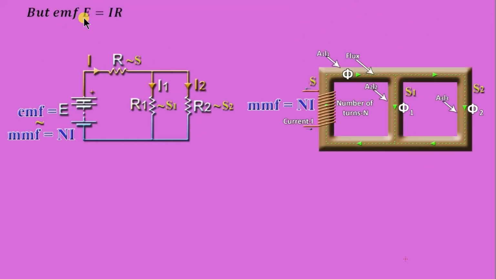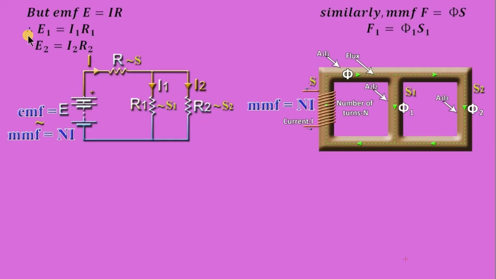In this electric circuit, E is equal to I into R. Similarly, in the magnetic circuit, magnetomotive force F is equal to phi into S, that is total flux into reluctance S. Therefore, E1, that is the voltage drop across this path, is equal to I1 into R1. Similarly, here F1 is equal to the mmf across this path, which is phi1 into S1, and in this path E2 is equal to I2 into R2. Similarly here F2 is equal to phi2 into S2.